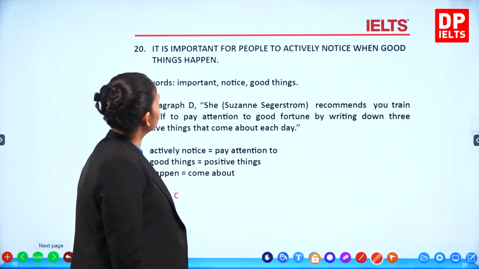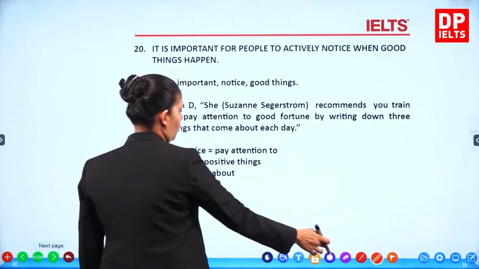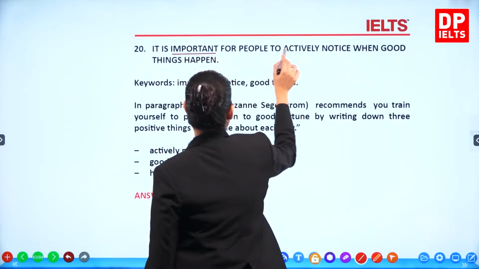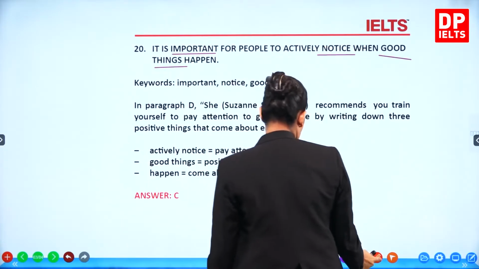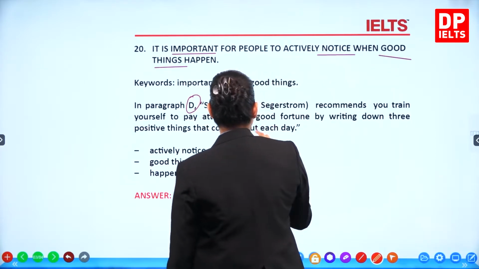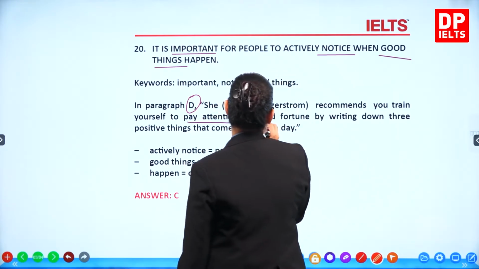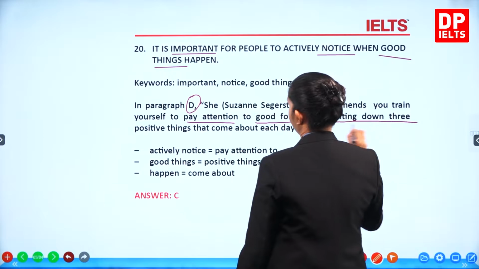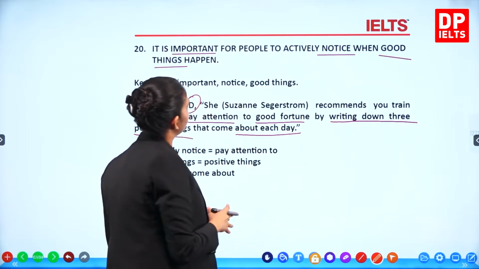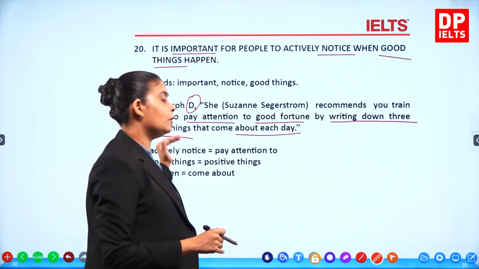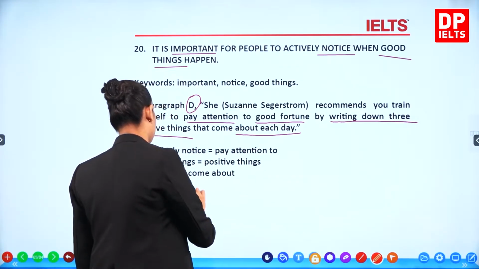20. It is important for people to actively notice when good things happen, right? Important to notice when good things happen. Go to paragraph D, right? She, who is she? Suzanne, recommends you train yourself to pay attention to good fortune by writing down 3 positive things that come about each day. So it is important for people to actively notice. She says, okay, when you do good things, write it down. So who is this person? Suzanne. And the answer should be C.